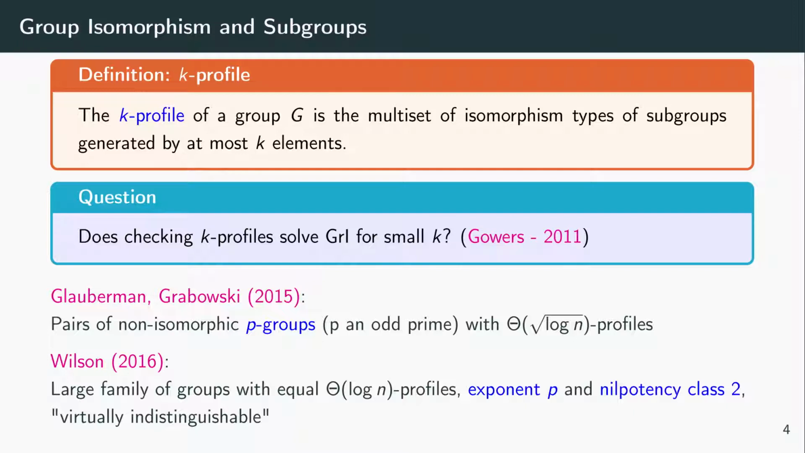And they call these groups virtually indistinguishable, because basically we have no means of telling apart groups of this family at this point. So they agree in various other isomorphism invariants as well. There's a simple specialized isomorphism test, but it doesn't tell you why these groups are actually non-isomorphic.